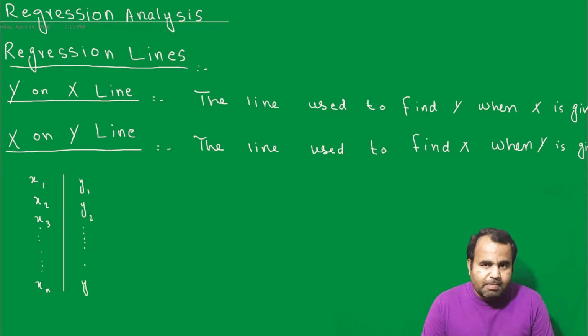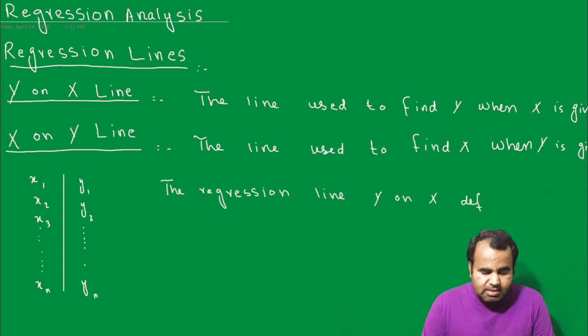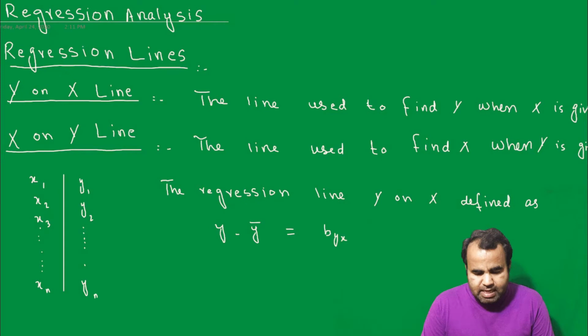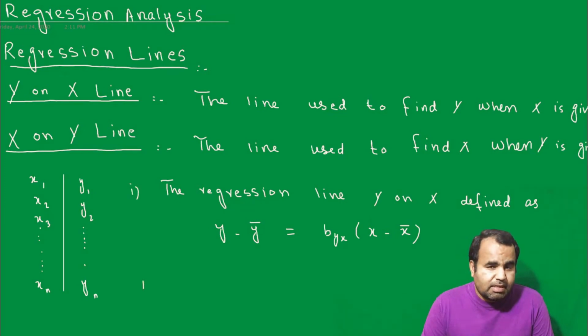Regression line y on x. We define it as y minus y bar, which is equal to byx into x minus x bar. It is not dash, it is y minus y bar equal to byx times x minus x bar. Here x bar and y bar are the arithmetic means. Remember that x bar means the arithmetic mean of all the values of x, and y bar means the arithmetic mean of all the values of y.